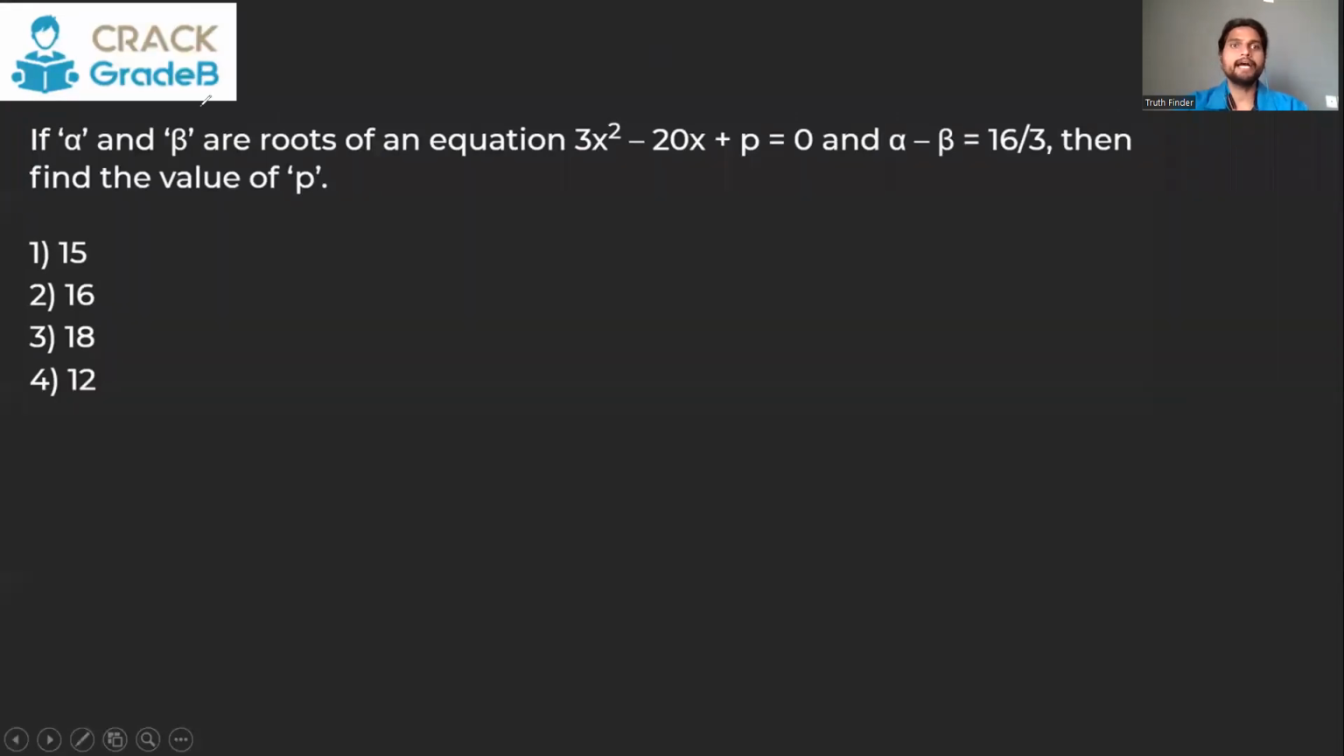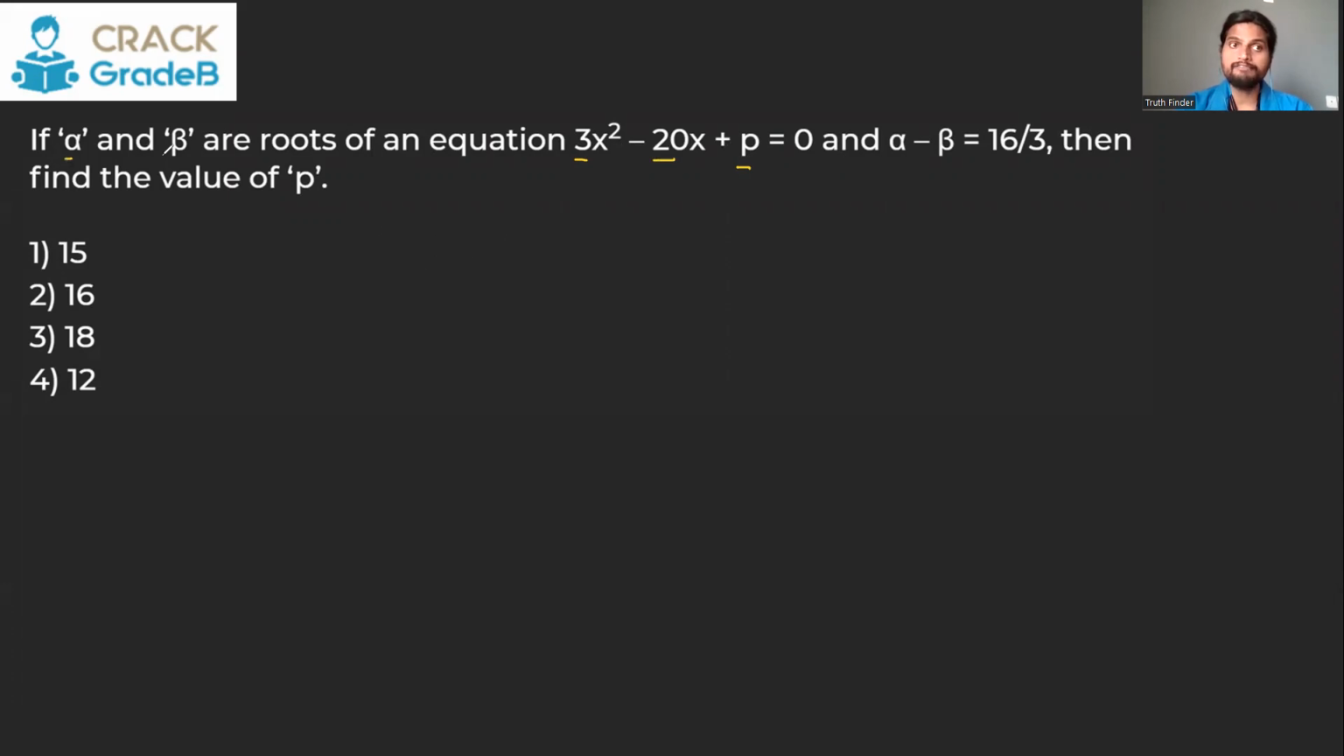It says alpha and beta are roots of the quadratic equation. If alpha minus beta is 16 by 3, then find the value of p. So you know the value of a, in the sense of x square's coefficient, and you know x's coefficient. So you can calculate the sum of roots.